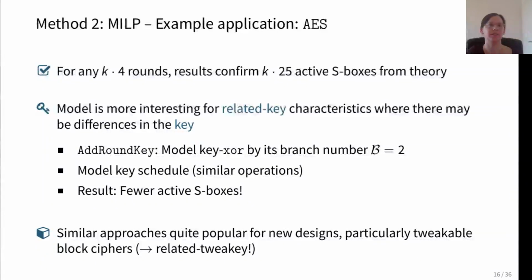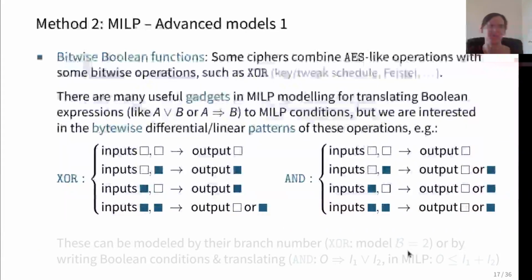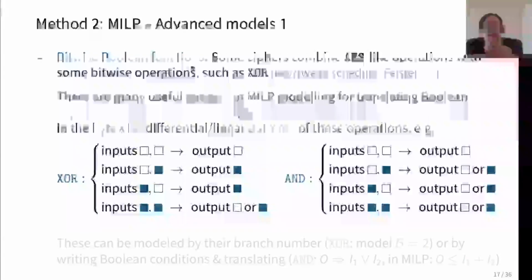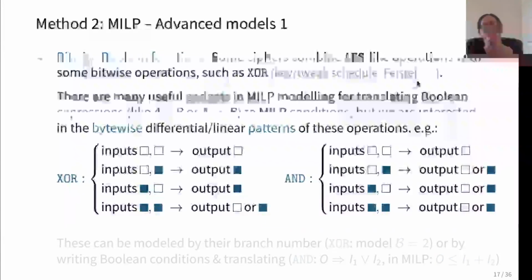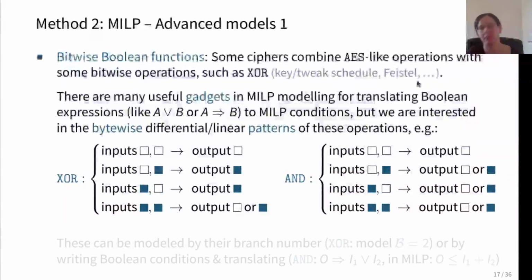However, of course, not all ciphers are as simple as AES in this regard. So we're going to have a look at a few extensions to this MILP model that can be useful, or that are maybe a bit more challenging. So the first case that we're going to look at is if our cipher description doesn't just have the AES-like operations, but maybe some additional Boolean functions, such as a bitwise XOR, which we would get in the related tweak model. Or also, for example, if we're looking at a Feistel cipher, which uses maybe AES as a round function or so, the Feistel XOR would also need to be modeled in some way.